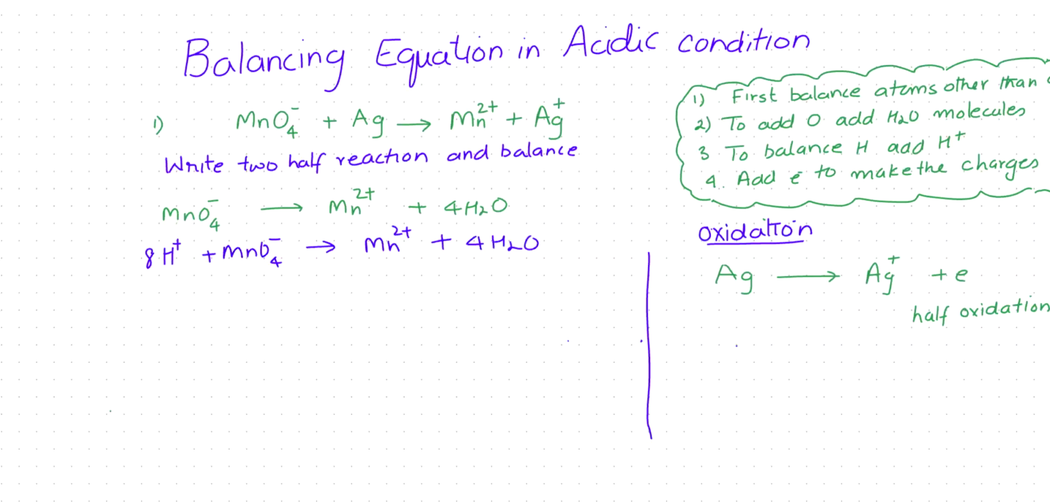So we have 2 positive charges on the right side and 8 positive charges on the left side. So 2 positive and 2 positive cancel. So 6 positive remaining. 6 positive and 1 negative becomes 5 positive charges. So on the left side, we have 5 positive charges. To balance, we add 5 negative charges, that is 5 electrons. So we add 5 electrons here.